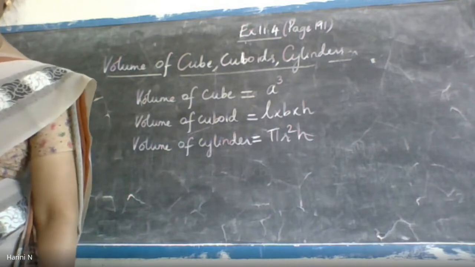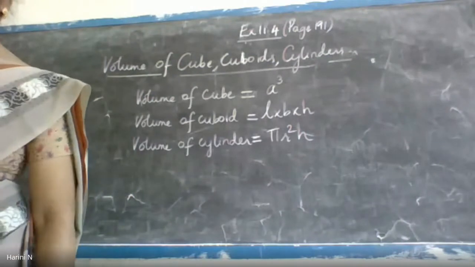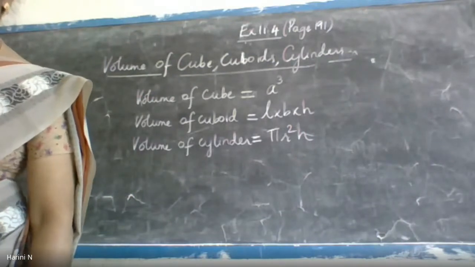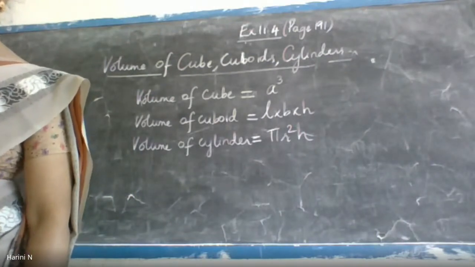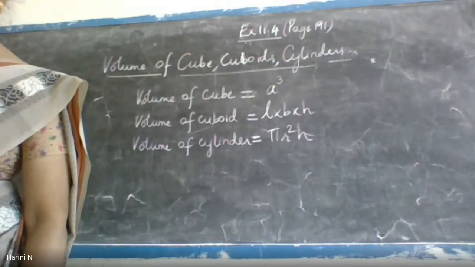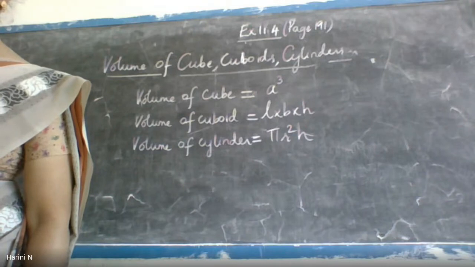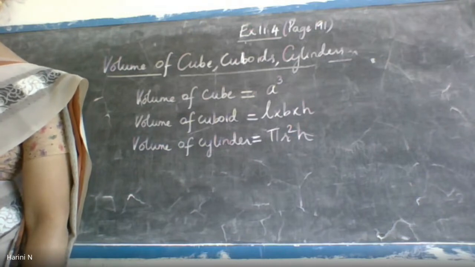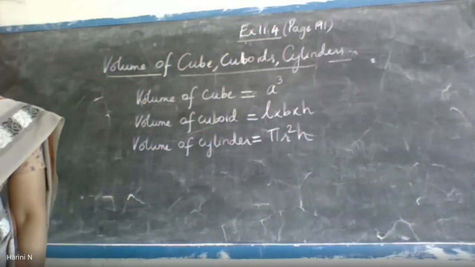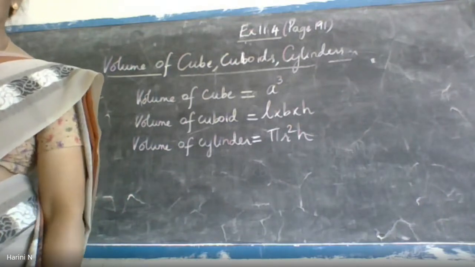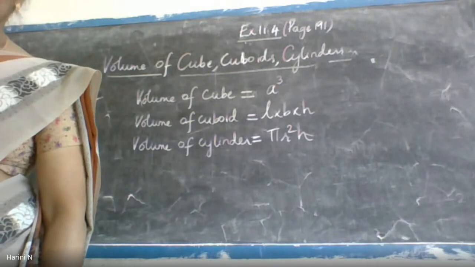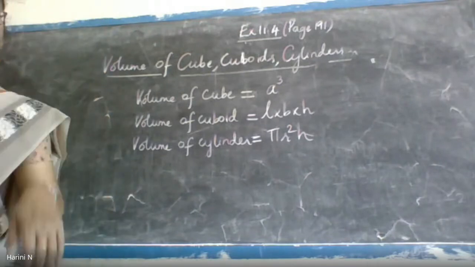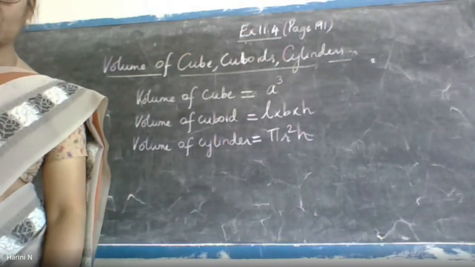Okay, now we will move on to exercise 11.4, where we'll take up the second problem. There are two cylinders. The diagram for both the cylinders is there in the textbook itself. Let me read the problem. I am on problem number 2.